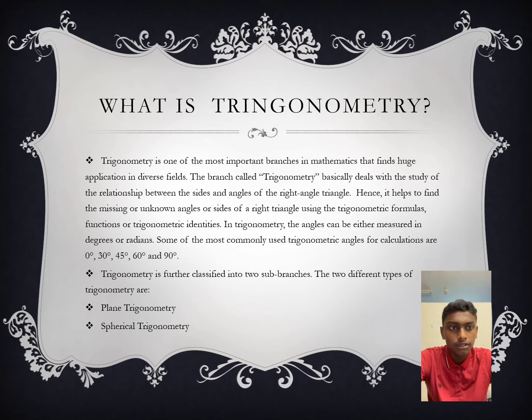In trigonometry, the angles can be either measured in degrees or radian. Some of the most commonly used trigonometry angles for calculation are 0 degree, 30 degree, 45 degree, 60 degree, and 90 degree. Trigonometry is further classified into two sub-branches. The two different types of trigonometry are plane trigonometry and spherical trigonometry.